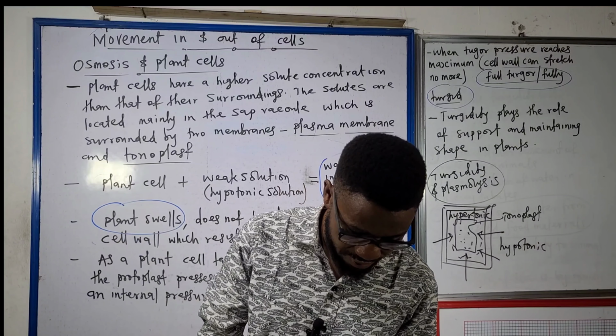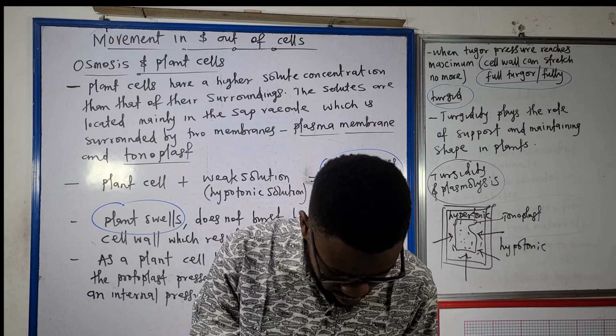Look at what we have on our screen. You can see that diagram. Cell placed in external solution whose solute concentration is lower is hypotonic. You can see water enters the vacuole by osmosis. The protoplasm expands, turgidity increases. You can see when we reach full turgor, the size of the plant cell is now very big, and that is what turgidity is about. Turgidity plays the role of support.